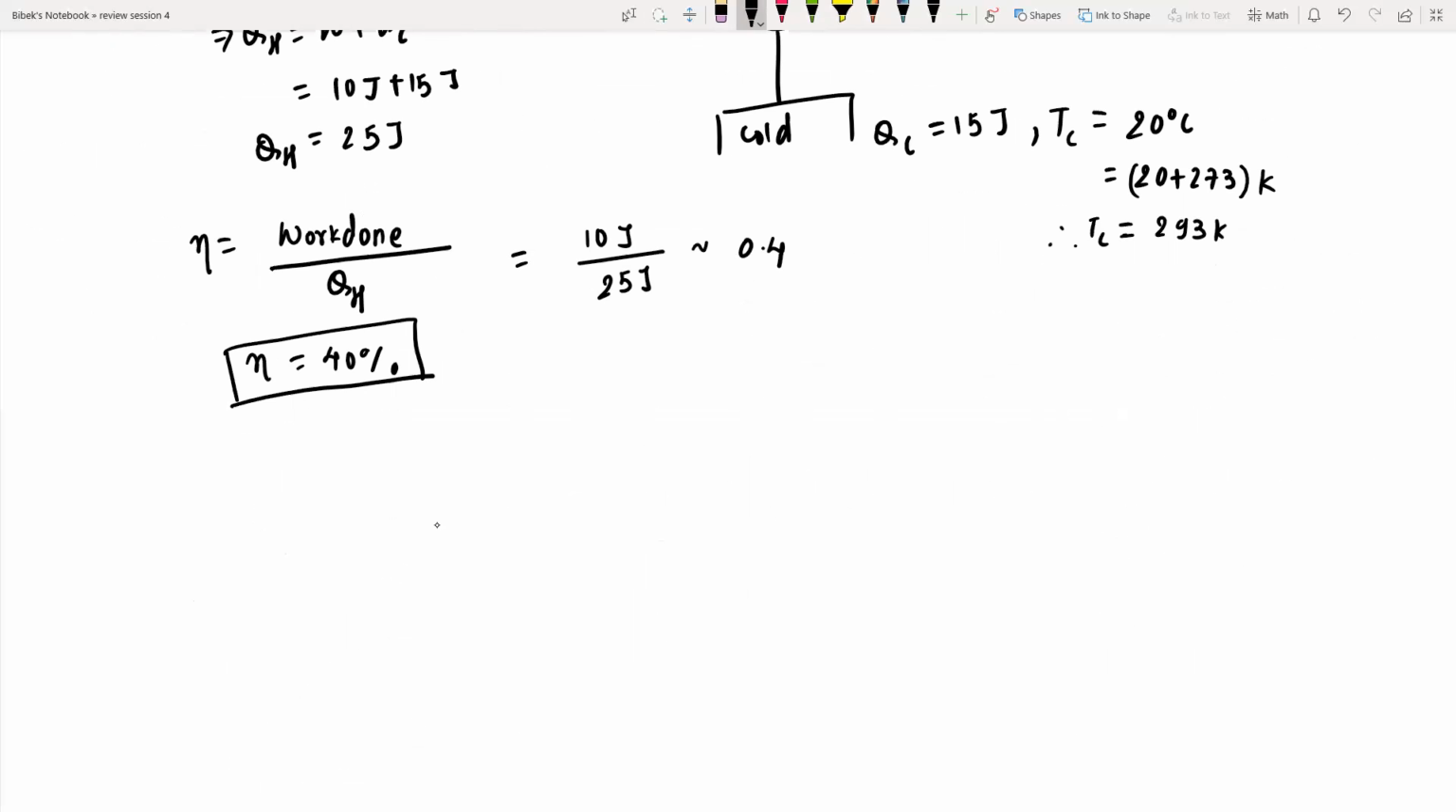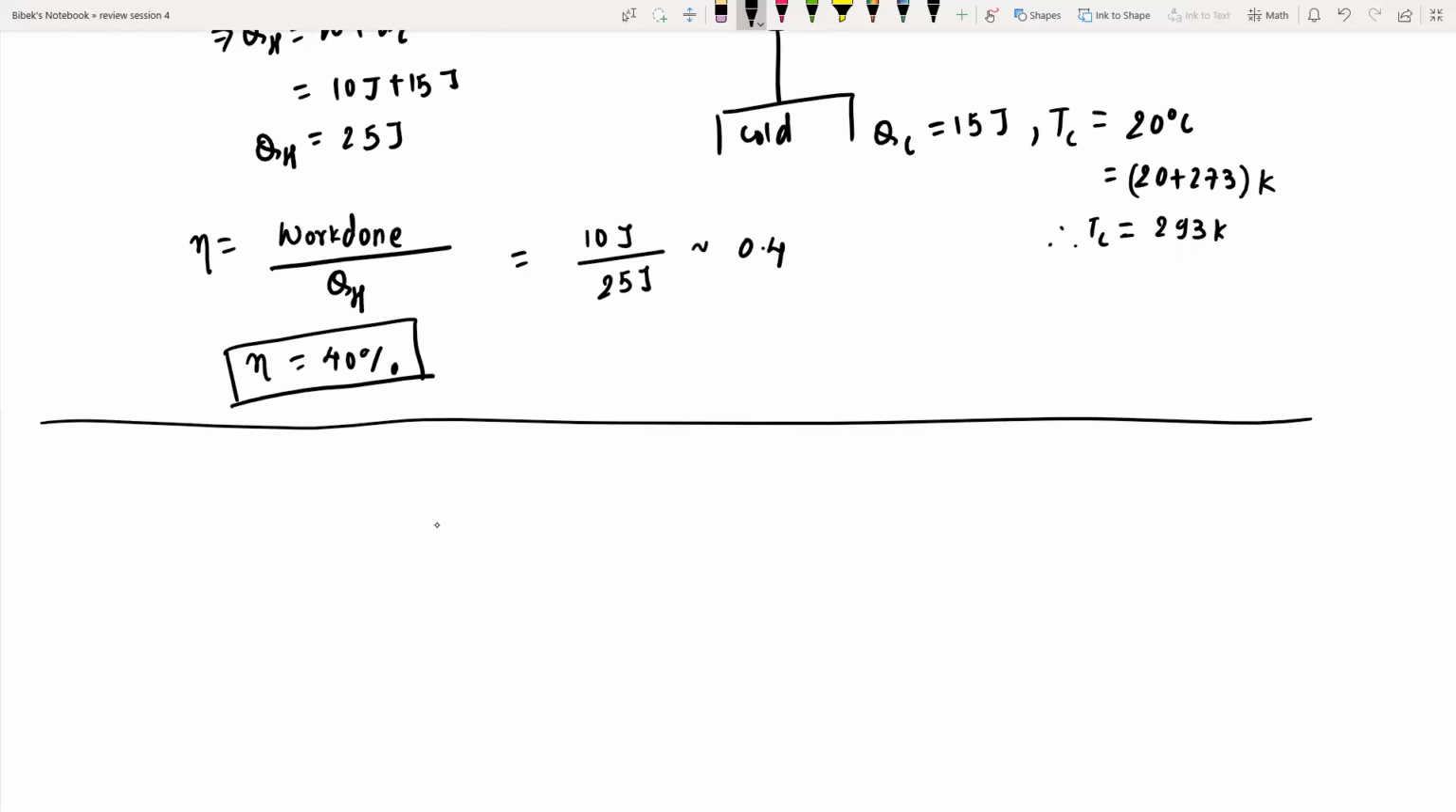So let's find the temperature of the hot reservoir. To find it, we already have the efficiency. If you remember the equation for the efficiency in terms of temperature, that is 1 minus Tc over Th. If you have Tc, then you can find Th, because you already know the efficiency from here.